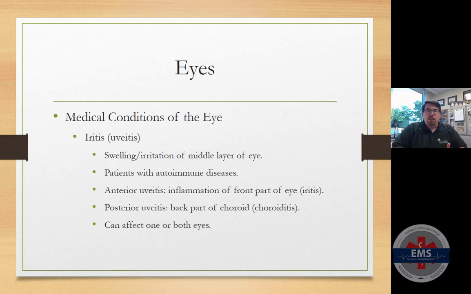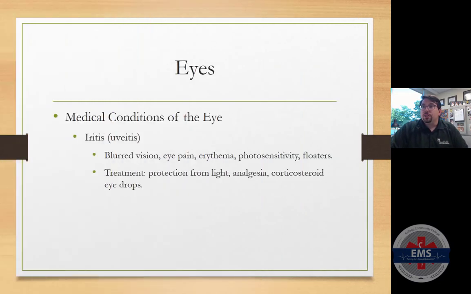Signs and symptoms are going to include things like blurred vision, eye pain, photosensitivity, redness of the eye, and occasionally the appearance of floaters in the eye. Treatment usually includes protection from light, maybe some management of pain, things of that nature. Right? Primary components of general eye care.